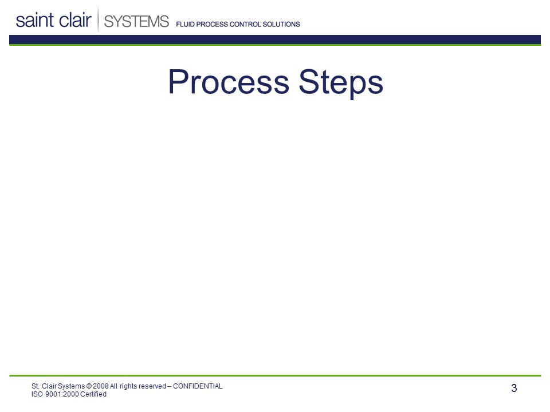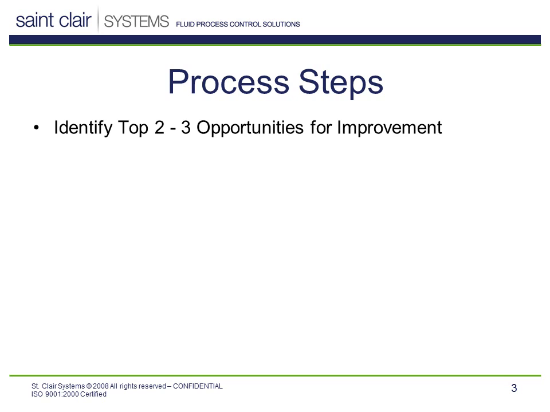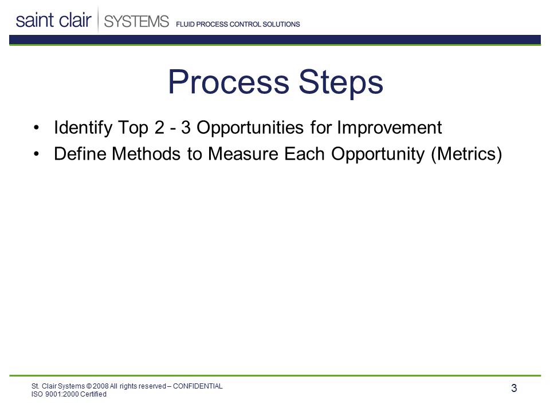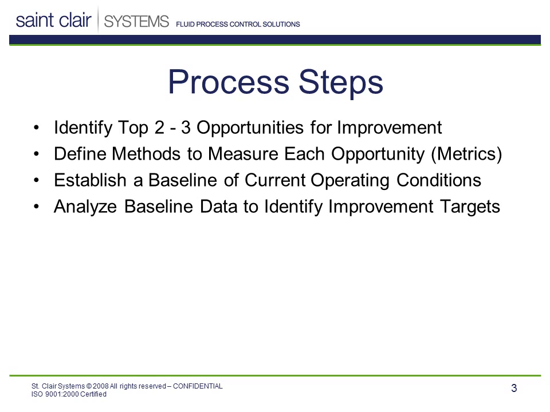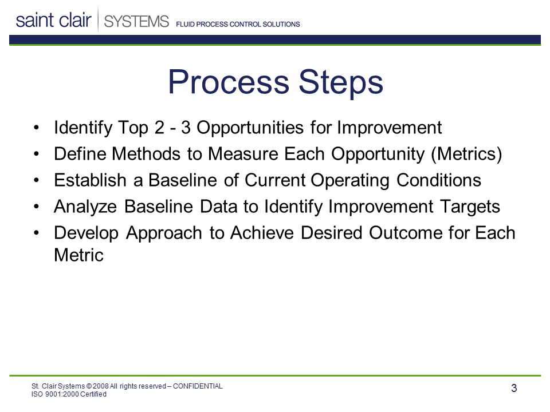The steps are easy and intuitive. First, we identify the top 2 to 3 opportunities for improvement. Then, we define the methods to measure each opportunity, the metrics by which they'll be judged. Next, we establish a baseline of current operating conditions. And then we analyze that baseline data to identify improvement targets. Once those targets have been identified, we develop approaches to achieve desired outcomes for each metric.